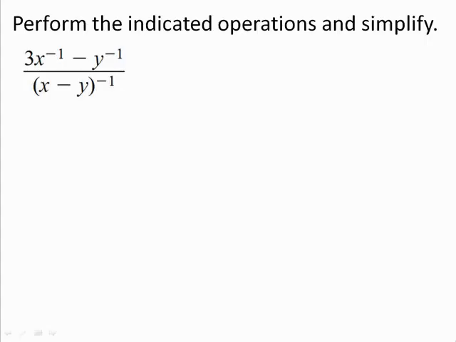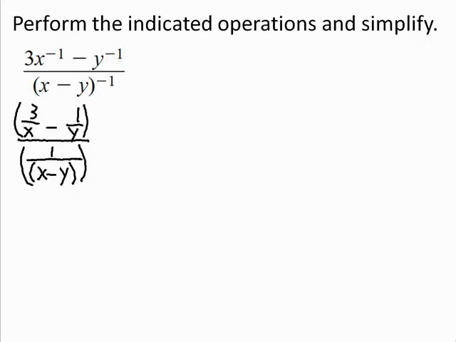Perform the indicated operations and simplify. 3x to the negative first power minus y to the negative first power divided by the quantity x minus y to the negative first power. Rewrite 3x to the negative first power as 3 divided by x, y to the negative first power as 1 divided by y, and the quantity x minus y to the negative first power as 1 divided by the quantity x minus y.